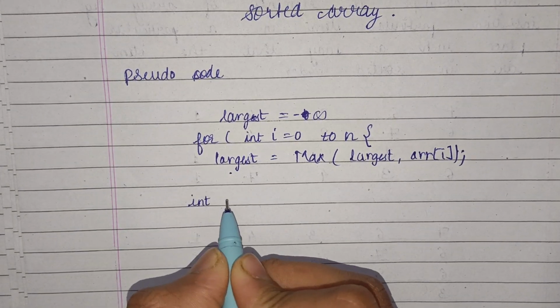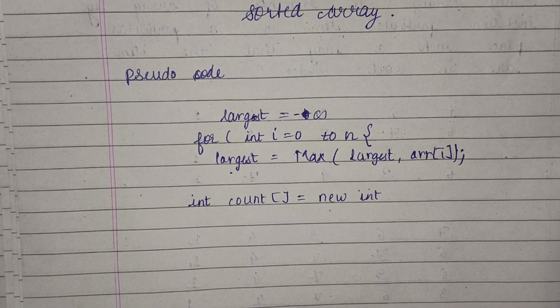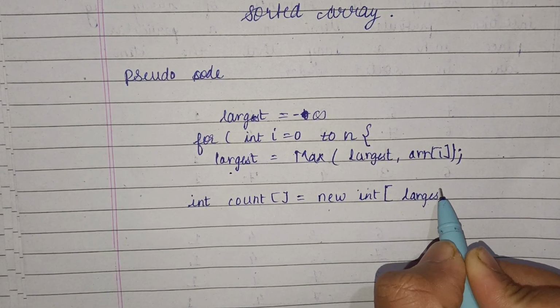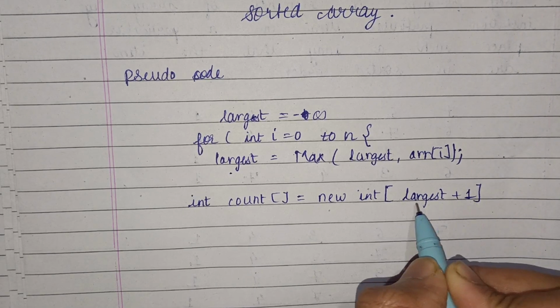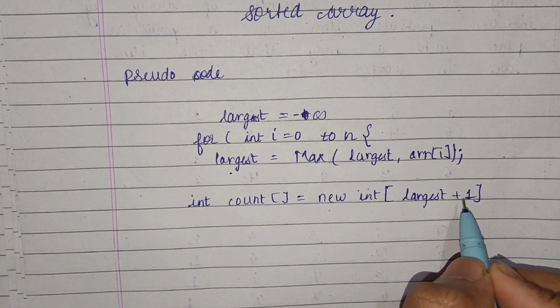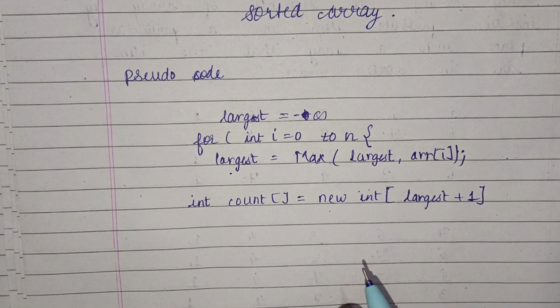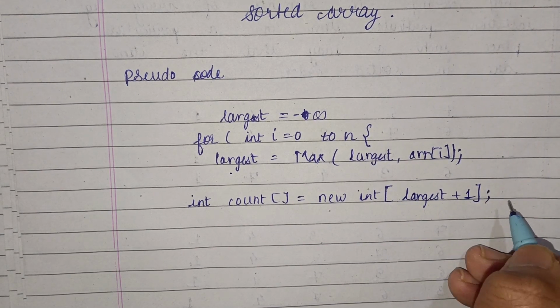So here, now we have to create our new auxiliary array of the largest number present in the element. So we will take the range as largest plus 1. Why have we taken this plus 1? Because array starts with 0, so that's why we have taken the plus 1. Okay.